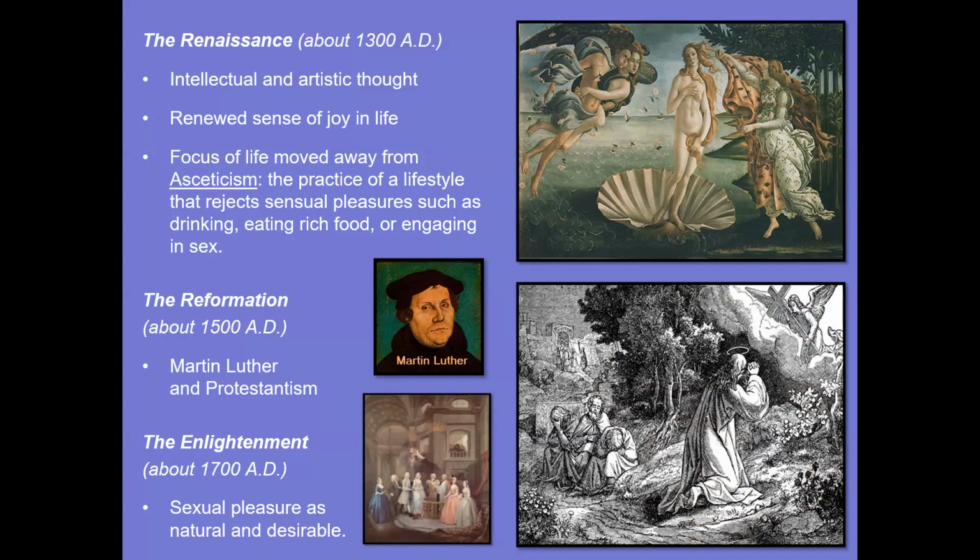Renaissance, Reformation, and Enlightenment, right? So three more periods of time, all kind of going together. It's very European history right here. But the Renaissance means rebirth. This was a very positive period of time, right around 1300 AD. A lot of intellectual and artistic thought, a lot of renewed sense of joy in life. And with joy came sexuality, right?